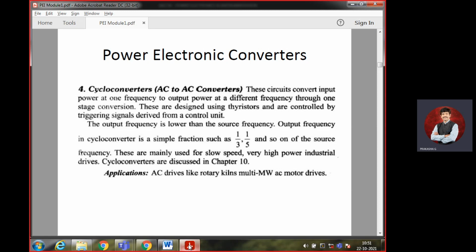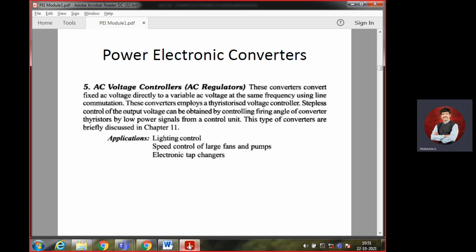AC motor drives are examples. And the last one is AC regulators. I explained how exactly the regulators work, the fan regulators we are having. These are the examples for AC to AC regulators. Cycloconverters is frequency changing, the fourth one. The fifth one is regulators.